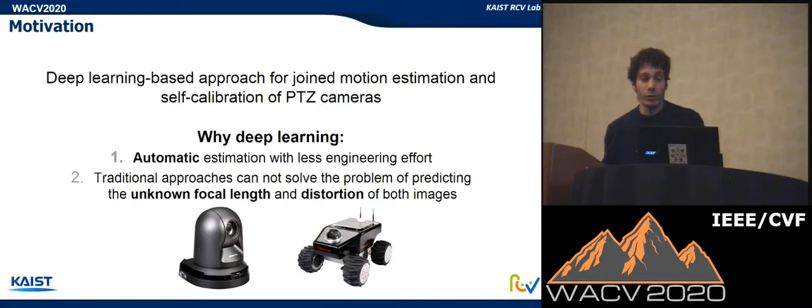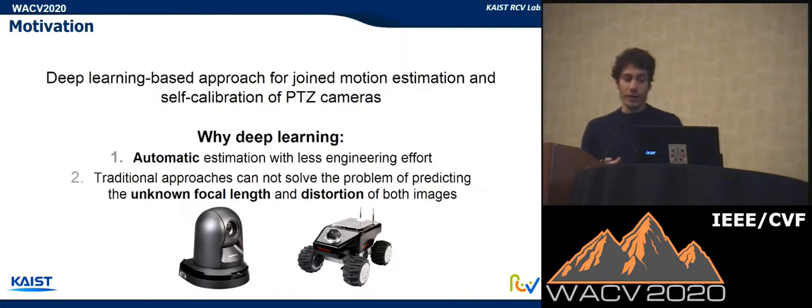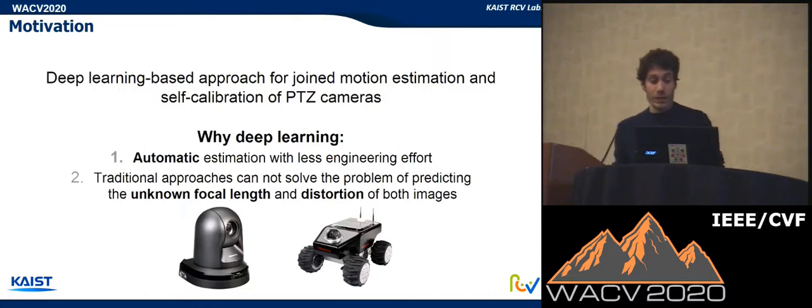So in this paper, we try to estimate the intrinsic parameters of a purely rotating camera, which has the ability to zoom and which can have very strong radial distortion. So we try to solve that problem using a pair of images and to basically regress these parameters using deep learning.